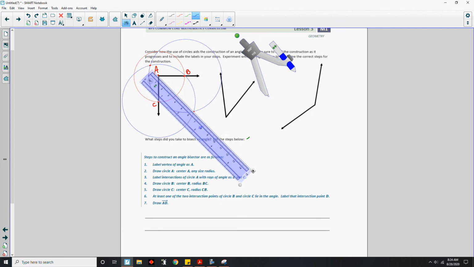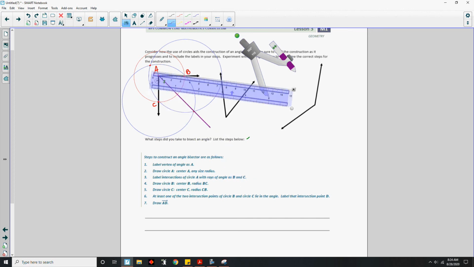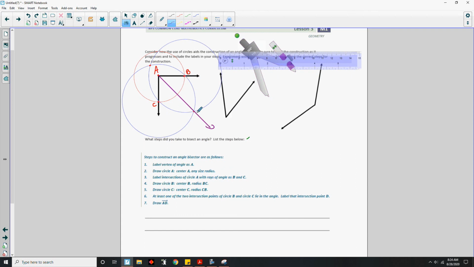All right, notice how I'm trying to be really precise here. And then I draw ray going through, and there is my point D. All right, so there's my construction. There's my angle bisector. So now angle BAD is congruent to angle CAD. And I'm going to write that. The measure of angle BAD equals the measure of angle CAD.